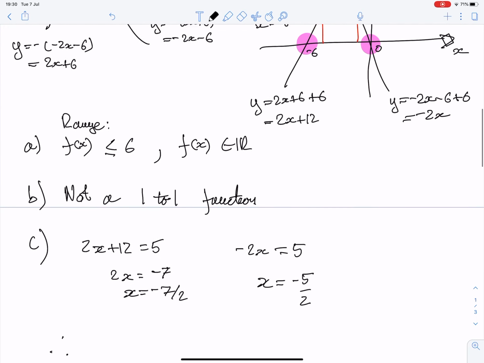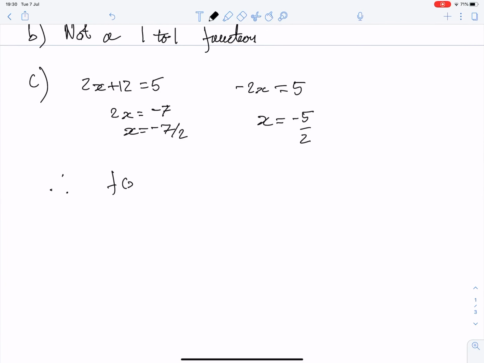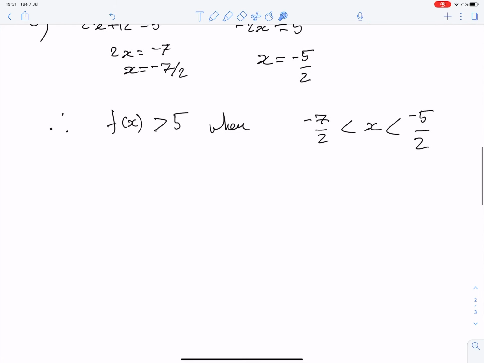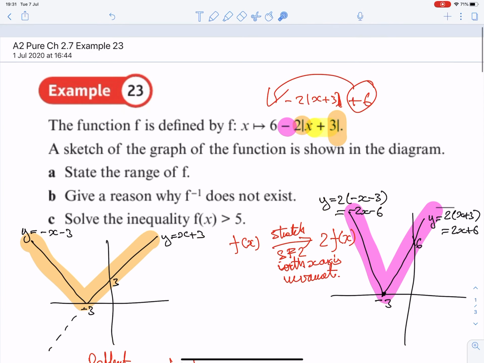So therefore, f of x is greater than 5 when minus 7 over 2 is less than x is less than negative 5 over 2, because we want the bit between the two solutions. We want the section between the two solutions that we got. And be careful of the inequality. This was greater than, so these need to be strictly greater than or strictly less than signs. Have we finished everything? Let's check. Yes.